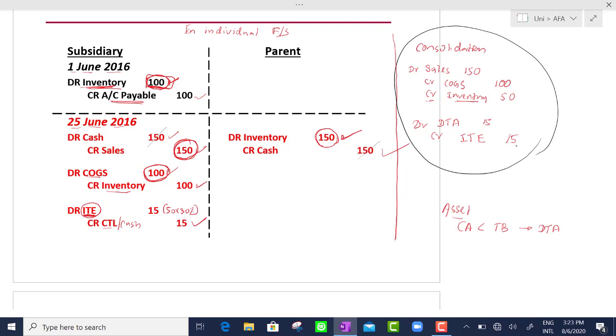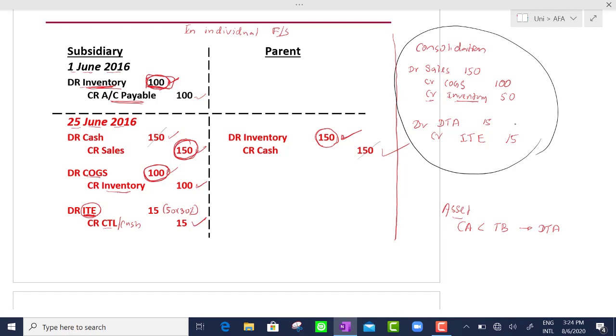When the inventory is actually sold to an outside party, to an external customer, you must credit this deferred tax asset account and debit income tax expense. When the sale actually happens to an outside party, the deferred tax asset account is credited, as there is no need to keep that asset further. Deferred tax asset account credit 15, then the income tax expense account debit 15. So that is the way the intergroup sale of inventory is adjusted in the consolidation.